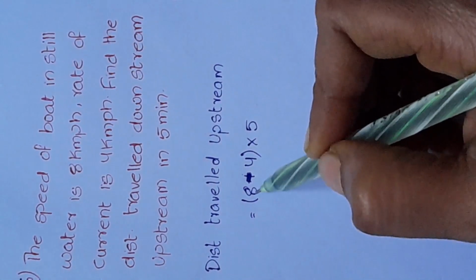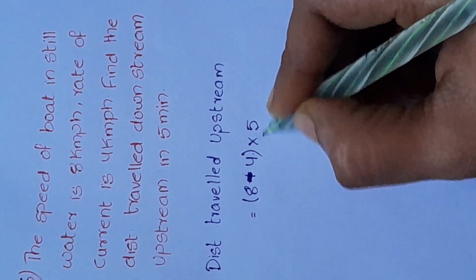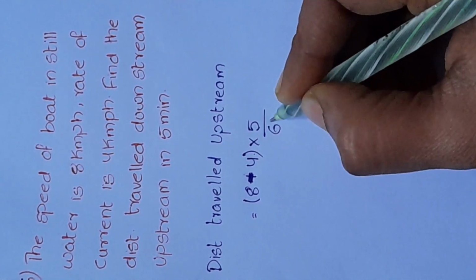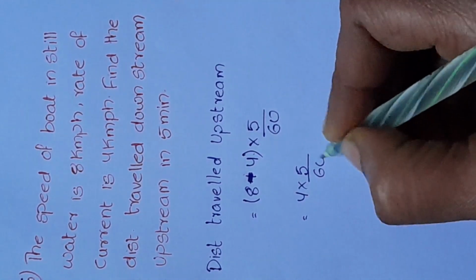Sixth question. The speed of the boat in still water is 8 kilometers per hour. Rate of the current is 4 kilometers per hour. Find the distance travelled downstream and upstream in 5 minutes. Now the distance travelled upstream is speed into time. Speed is 8 minus 4 into time is 5 minutes. Converting this into hours, divided by 60. We get this as 4 into 5 by 60.